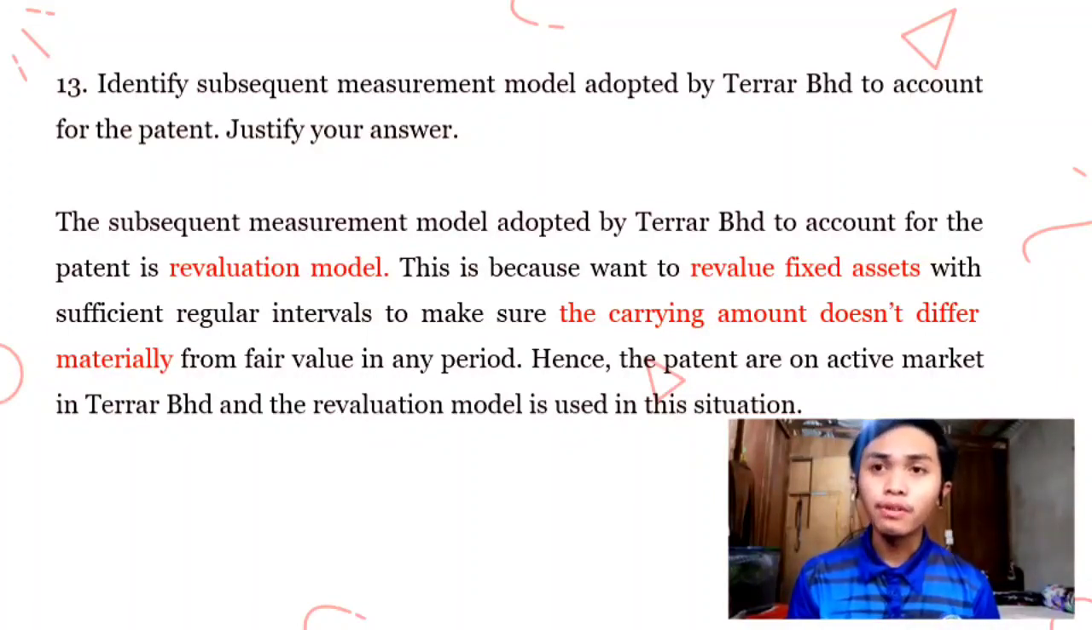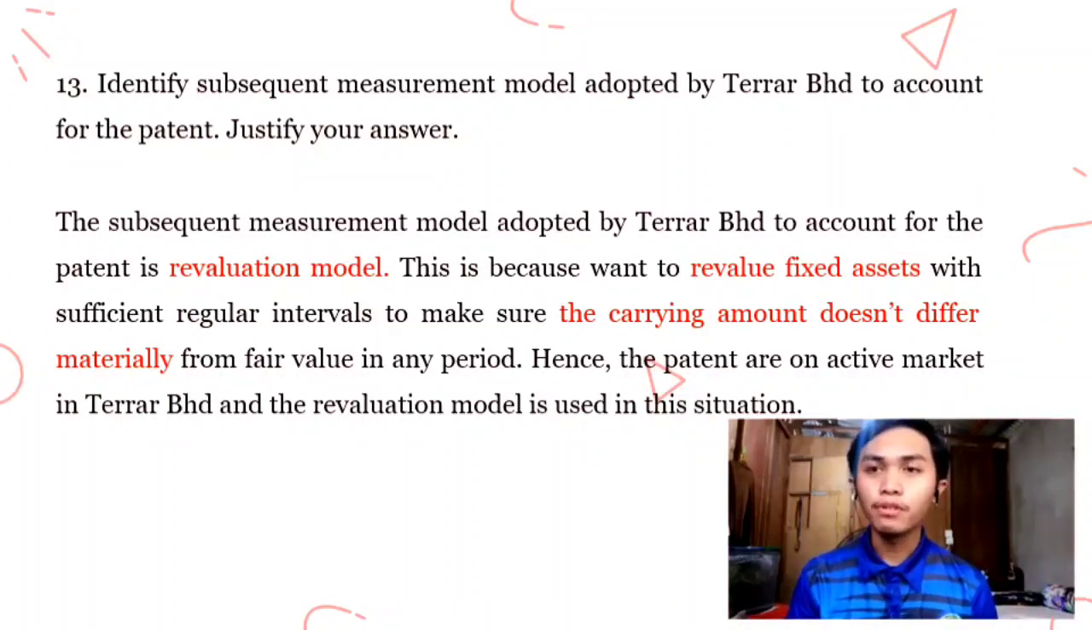This is because this company wants to revalue fixed assets at sufficiently regular intervals to make sure the carrying amount does not differ materially from fair value in any period. So we can see from question 61 that this company, as at 31 December 2018, recorded the revalued amount, which is RM 6.5 million.